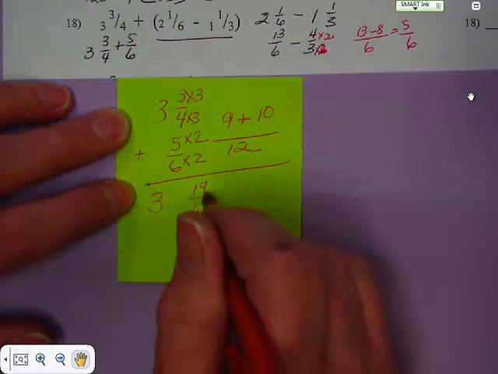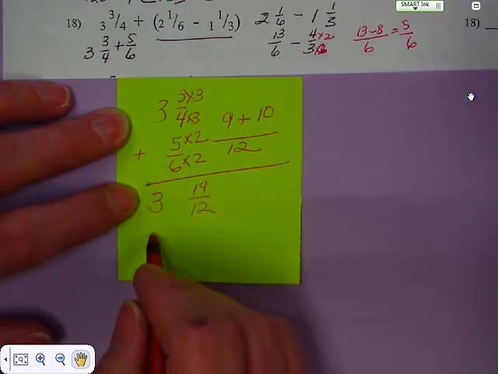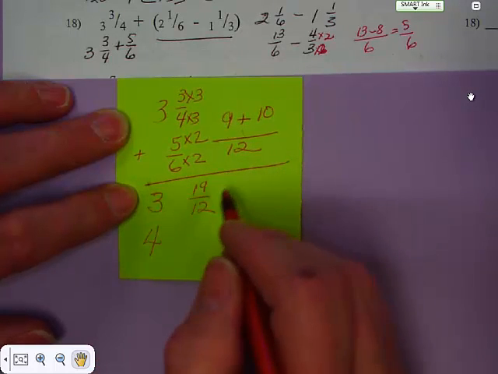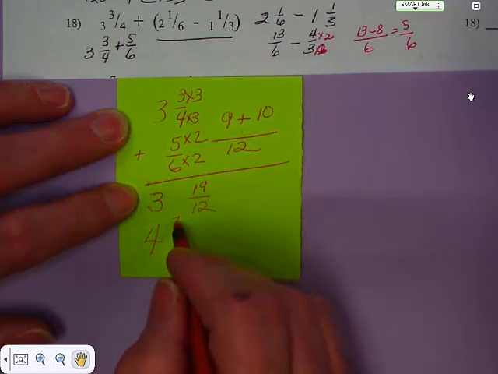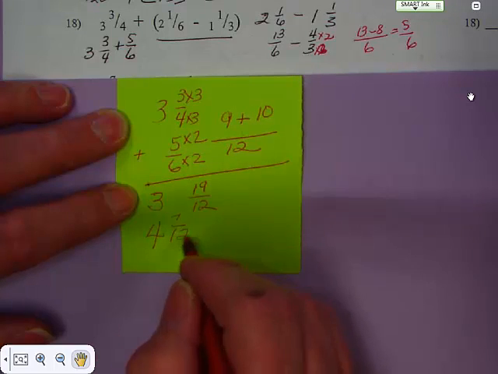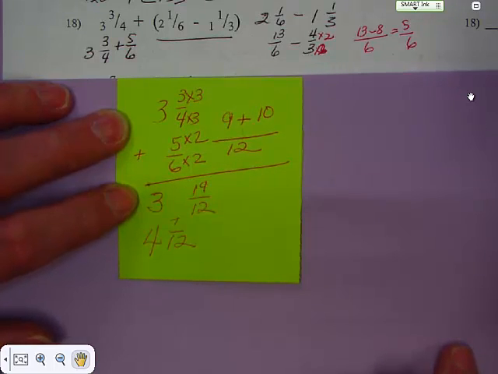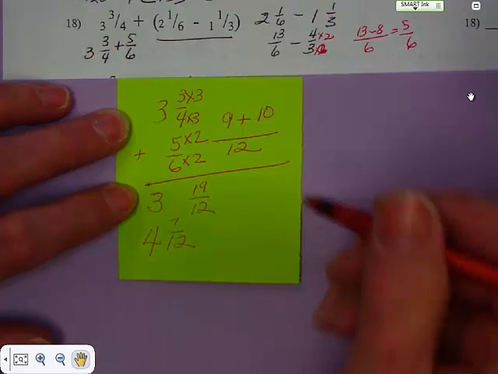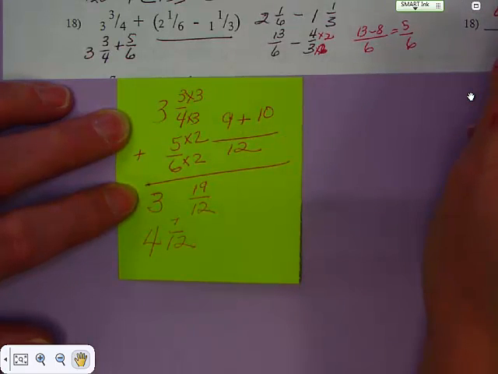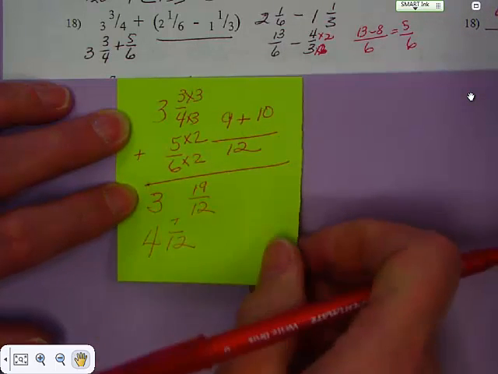Let's see. We have one too many, so that's going to have to be 4 and 7 twelfths. 4 and 7 twelfths. I think that is correct. I think it works pretty good for me. Right over here. Okay, because we subtracted there.